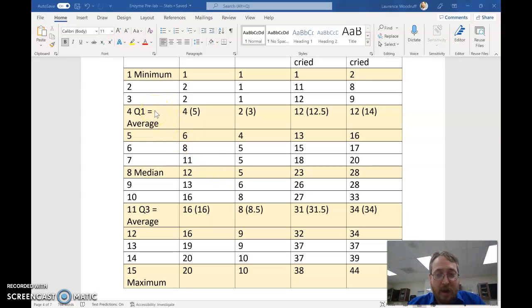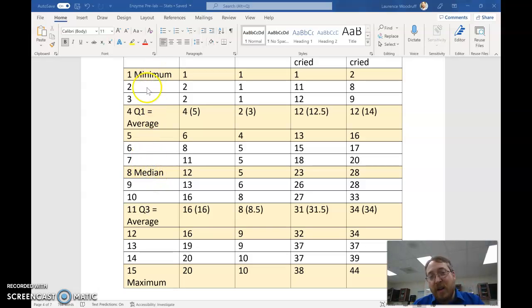Now, the first quartile is the number that 25% of the numbers are equal to or below. And the third quartile is the number where 75% of the numbers are equal to or below. And sometimes, based on how much data you collect, that number can be easier to define. In this case, we had 15 values. So the minimum was the first, the maximum was the 15th, and the median was the 8th. You could say 1, 2, 3, 4, 5, 6, 7 numbers above the median, 1, 2, 3, 4, 5, 6, 7 numbers below the median. So the median was 8.